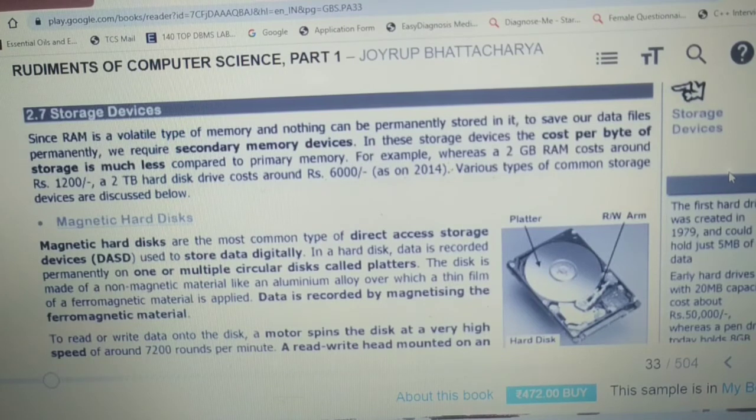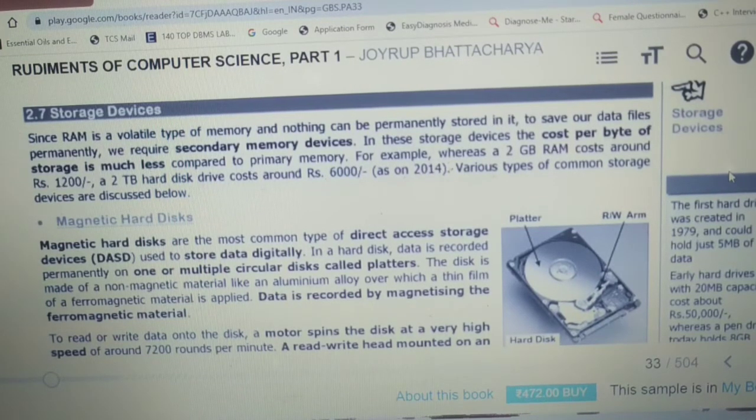The magnetic hard disk is the most common type of direct access storage device. It is used to store digital data. In a hard disk, the data is recorded permanently on one or more circular disks, which are called platters.